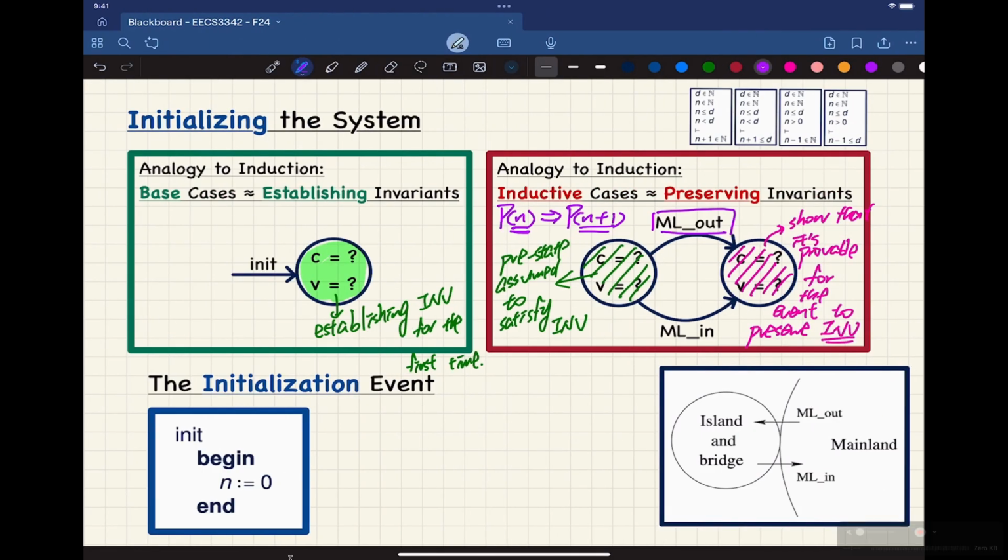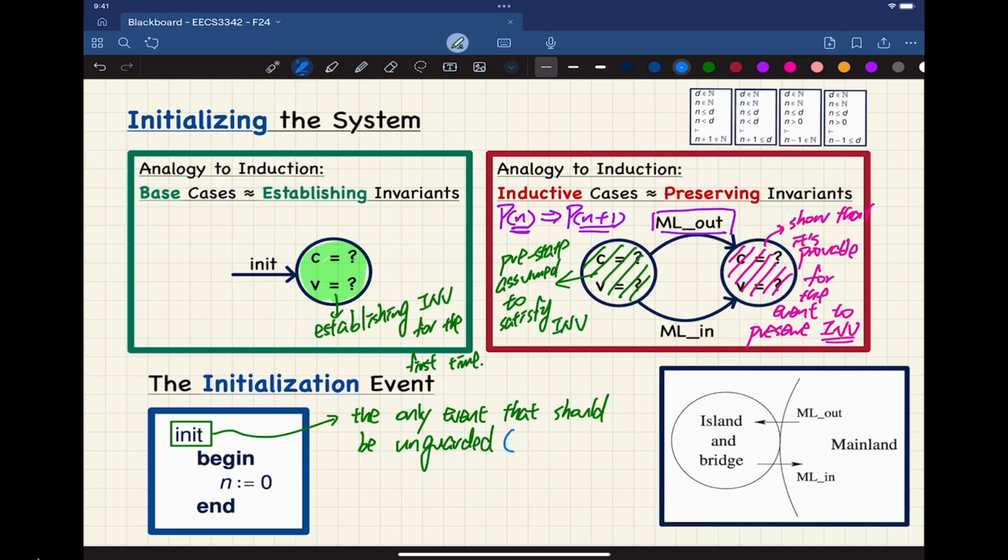All right, let me write it down. This is the only event that should be unguarded. So what that means is initialization is always possible.